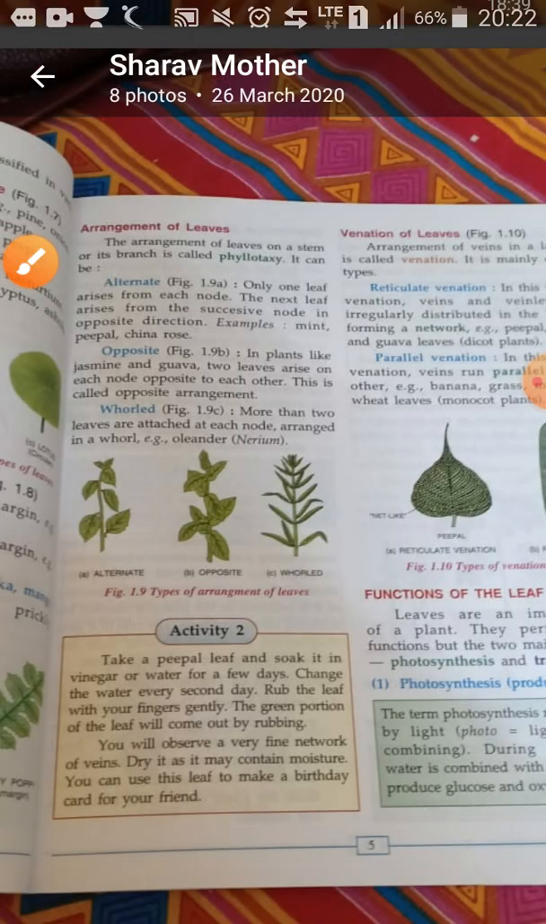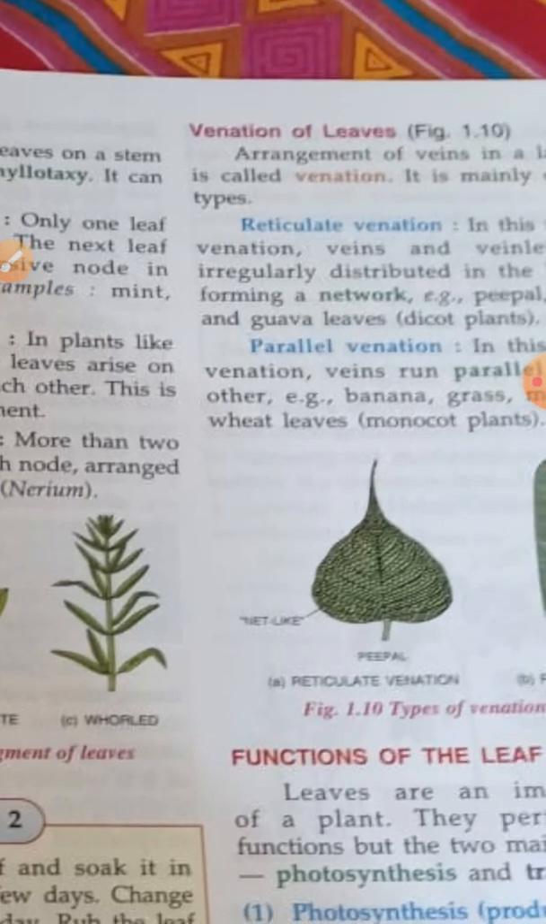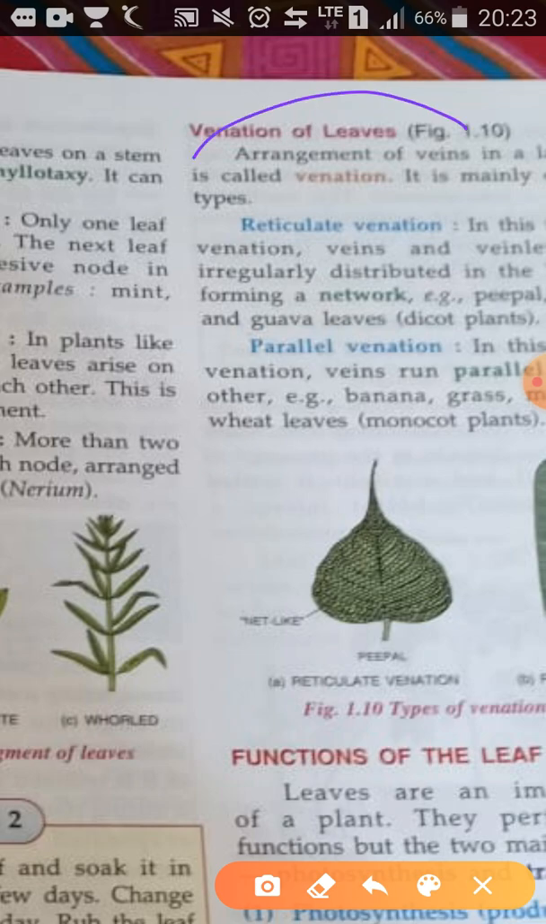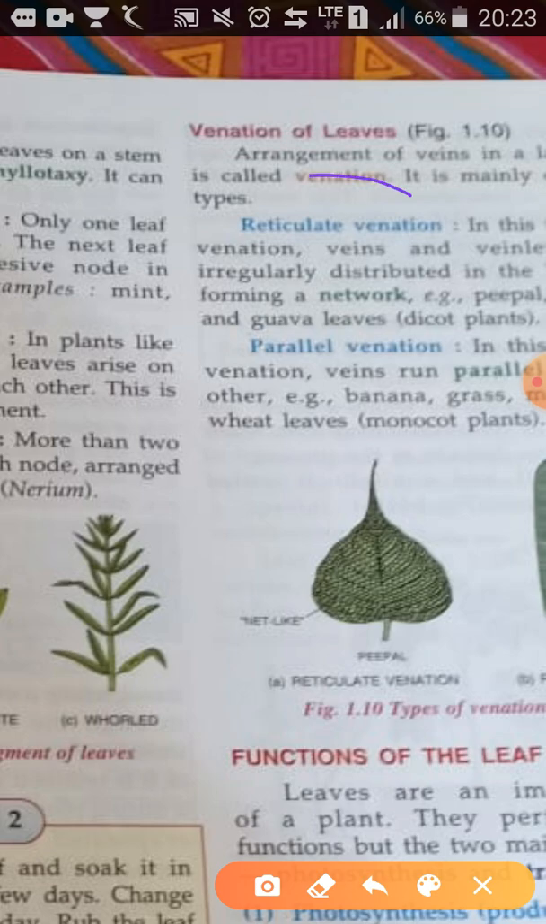Now we will come to venation. Venation means what? Venation means arrangement of veins. Now what are veins? So if you see, this is the leaf blade, this is the petiole, this is the midrib. The things which I'll draw right now, these are veins. The arrangement of veins is what you call venation. There are two types of arrangement: one is reticulate venation and the second one is parallel venation.